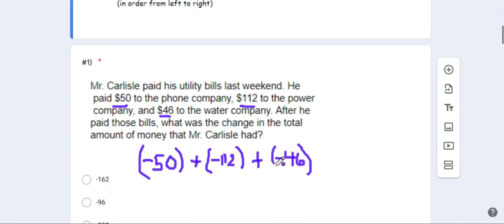So what I'm doing here is adding up all of my bills to figure out the total change. As you can see, I have 3 negative numbers, so I would add and keep the sign. So my answer will be negative whatever 50 plus 112 plus 46 is. And that would give me the total change in the amount of money that he had. Since he's paying those bills, money is leaving his account.